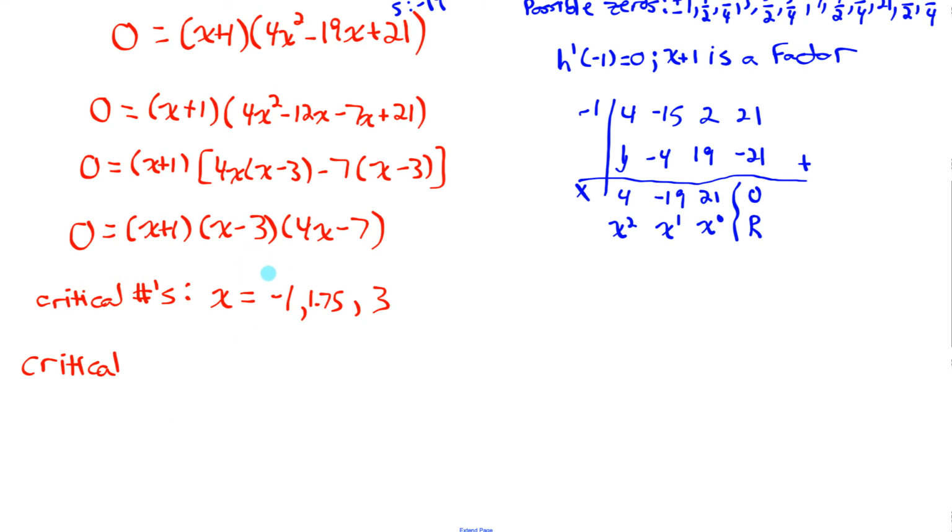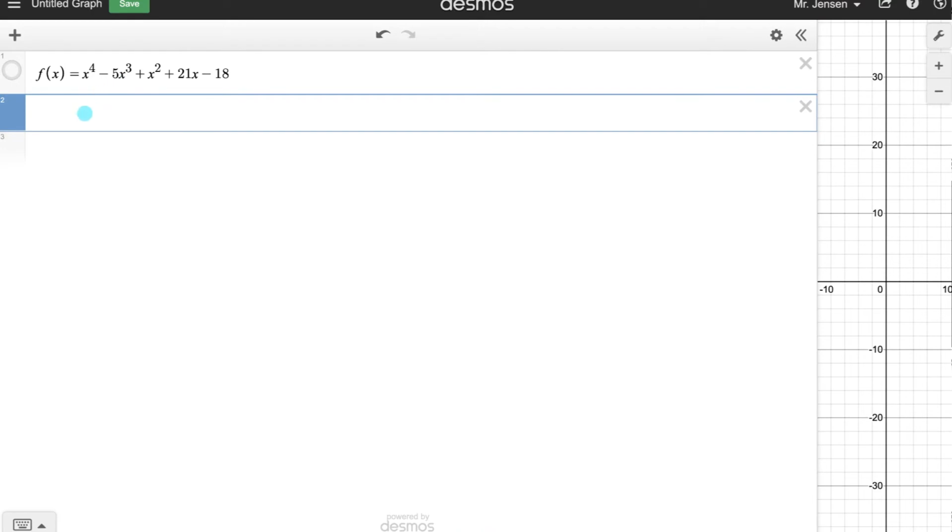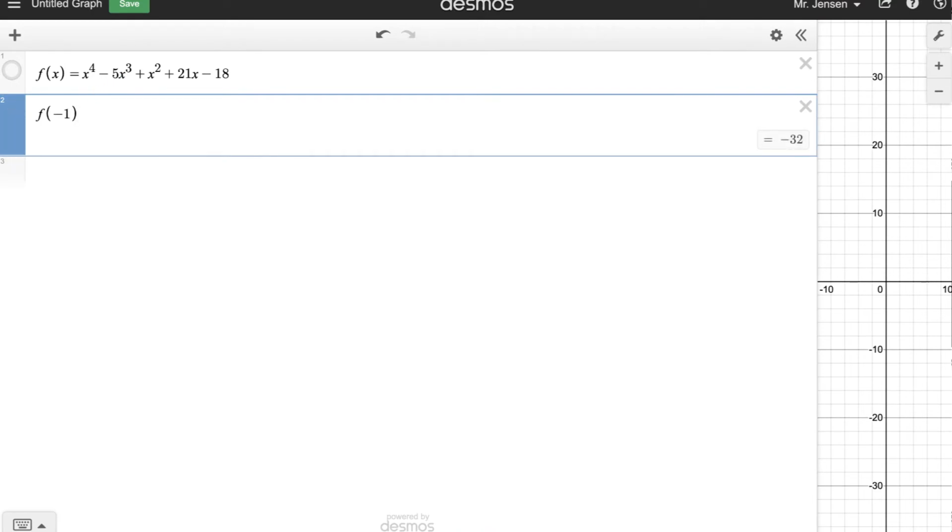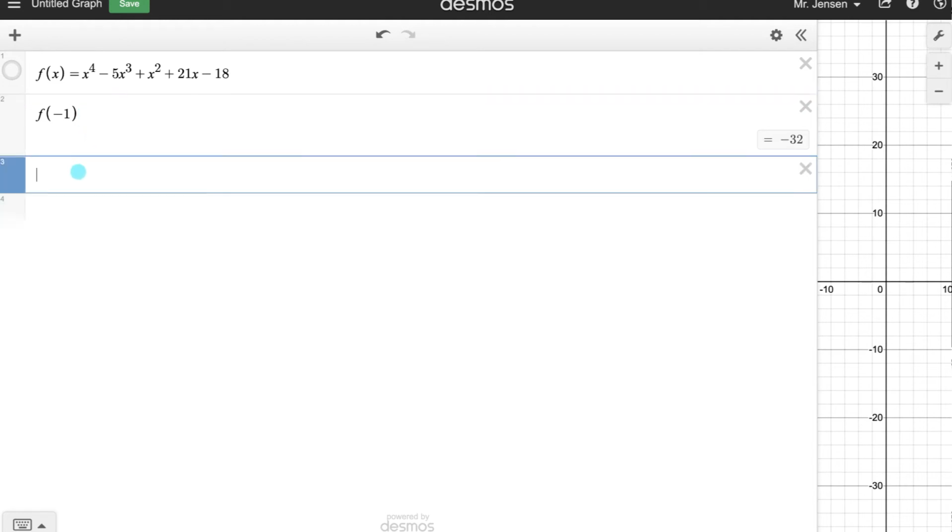So at these points, we know the original function has a slope of 0, right? That makes the derivative be 0. But where's the original function at those points? Let's get the y values. So I'm going to need the y value that goes with -1, with 1.75, and with 3. And I'll do that in Desmos just to make this a little bit quicker. So there's the original function. I want to know when x is -1, where is it? And it says at -32.